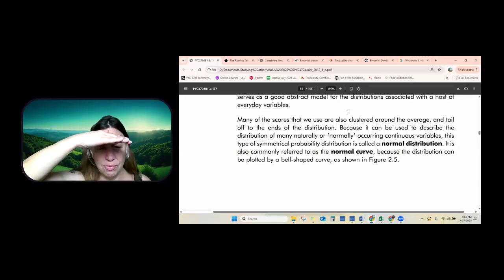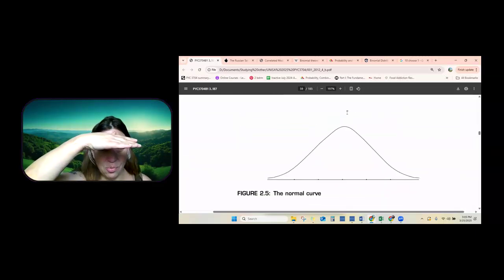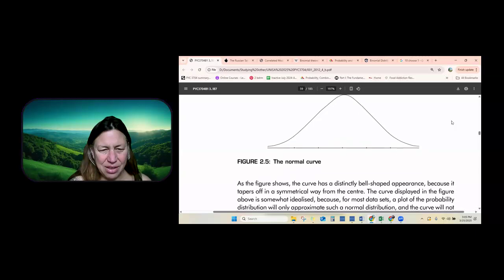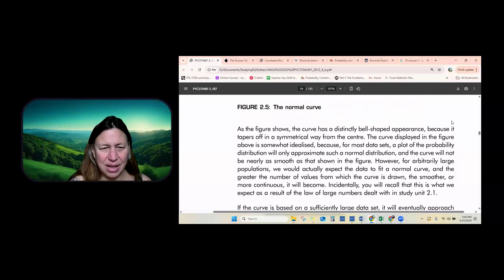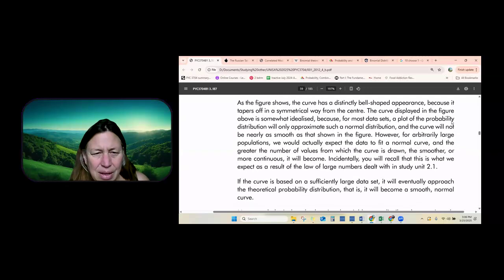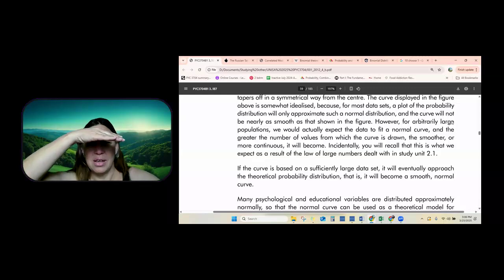A normal curve. There it is. Okay, the normal curve. So it'll vary in its height, but the shape tends to be seen again and again because it tapers off in a symmetrical way. However, in real life, it's not going to be so smooth, but we'll expect the data to fit the normal curve. Okay, do you remember the Russian tail problem of the elections?